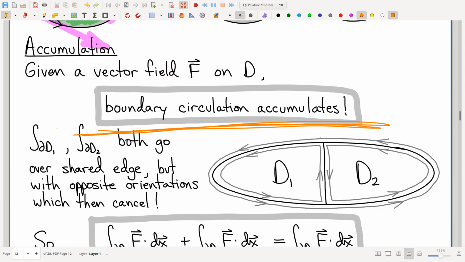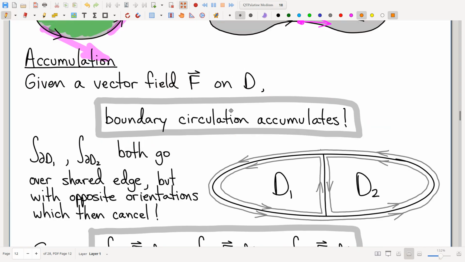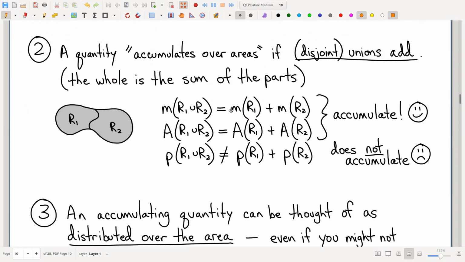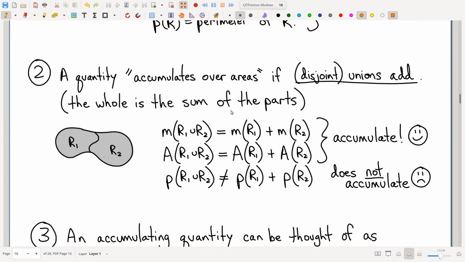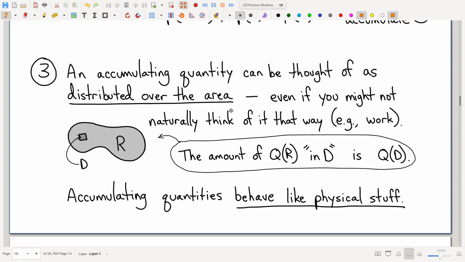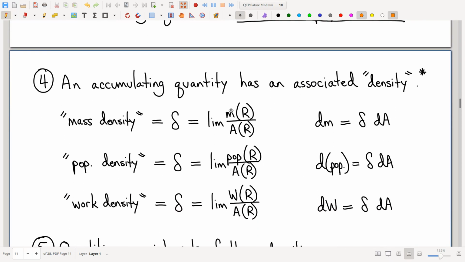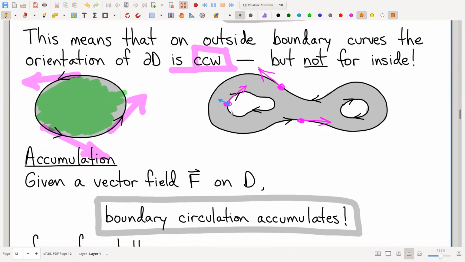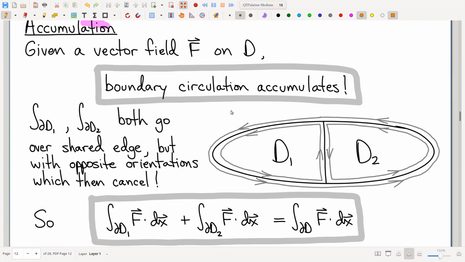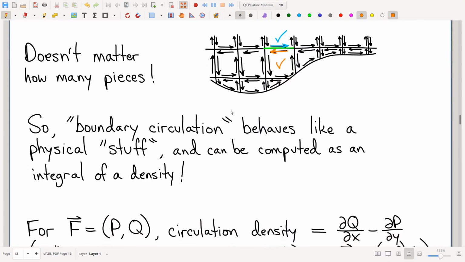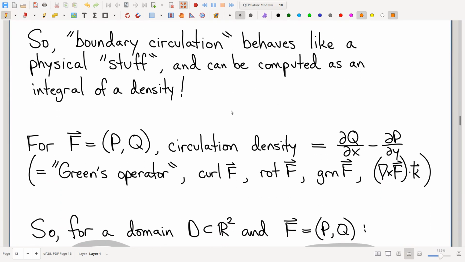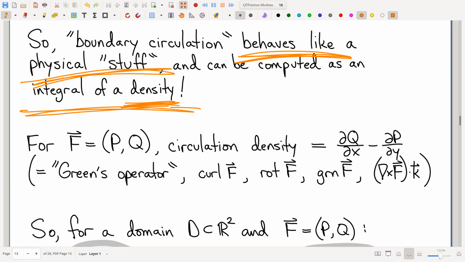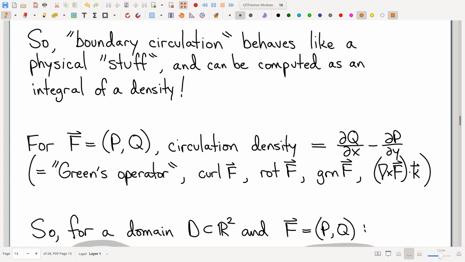Okay. All right, so now quick reminder. Why do we care about accumulation? Well, if a quantity accumulates, you can treat it like stuff, talk about its associated density, write down an integral theorem. We have ourselves an accumulating quantity, so we're going to treat it like stuff. I'm going to say it behaves like stuff, and compute the corresponding density and add it up with an integral. And here's the details of that.